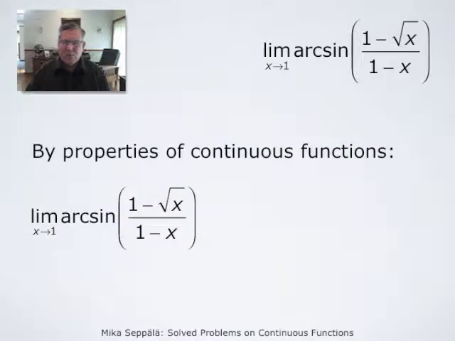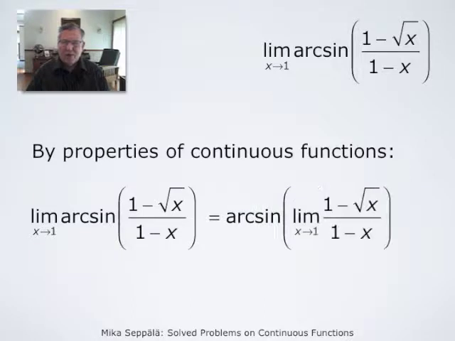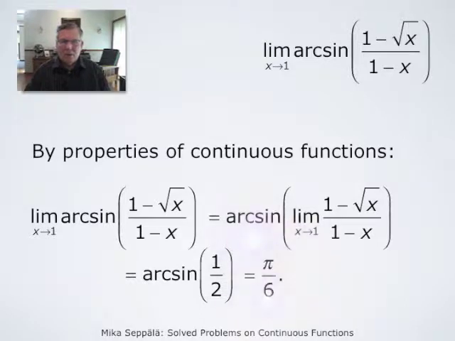Therefore, by the properties of continuous functions, the limit as x approaches 1 of arcsine of (1 minus square root of x) divided by (1 minus x) is arcsine of the limit. So it is arcsine of the limit as x approaches 1 of (1 minus square root of x) divided by (1 minus x), and we already computed that this limit is 1/2, so we conclude that the limit that we have to compute here is arcsine of 1/2, which is pi over 6.